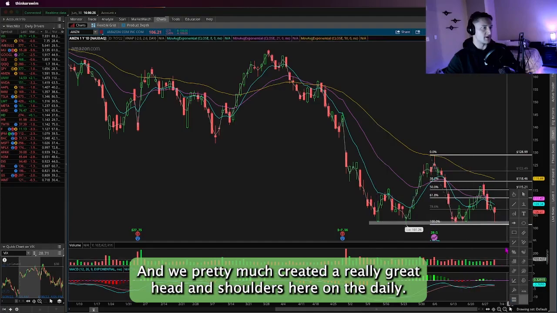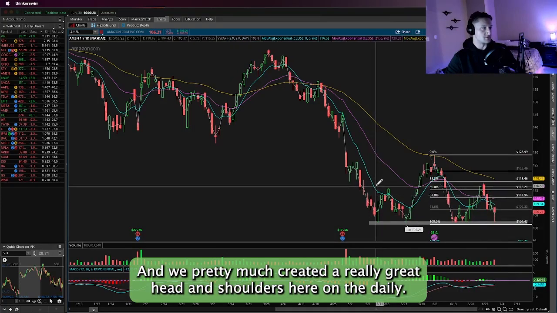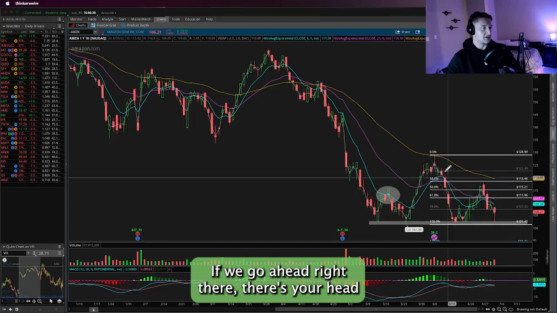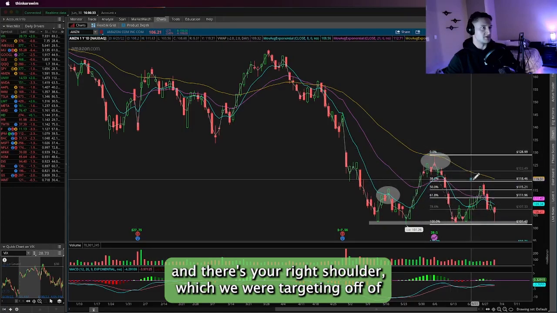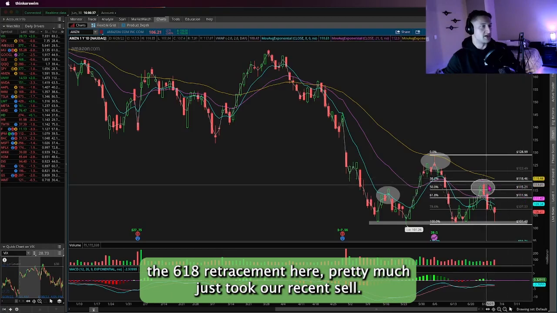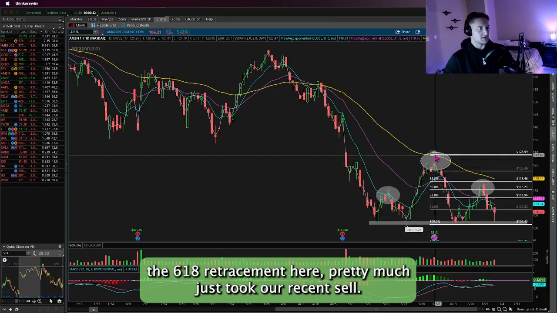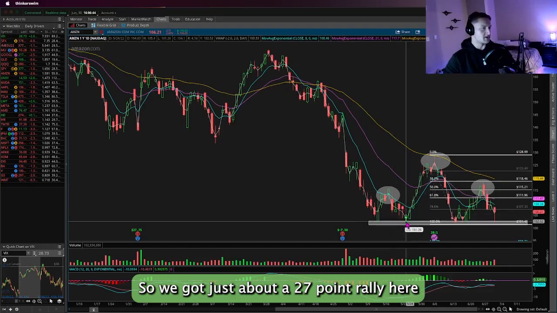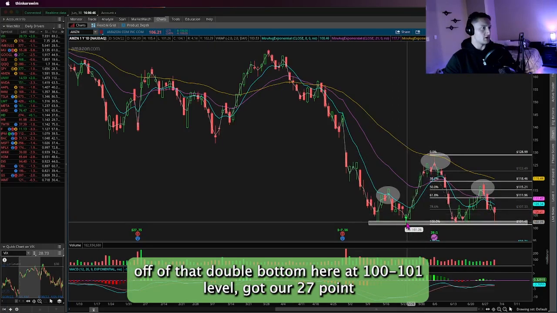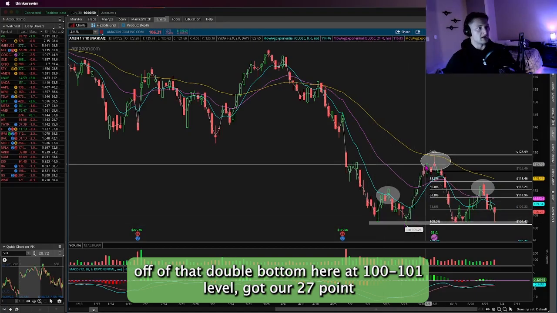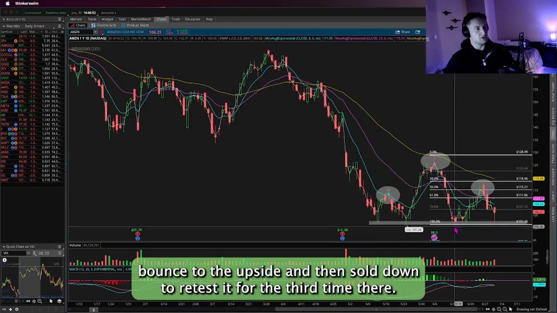And we pretty much created a really great head and shoulders here on the daily. If we go ahead right there, there's your head, and there's your right shoulder, which we were targeting off of the 618 retracement here. We got just about a 27-point rally off of that double bottom at the 100-101 level. Got our 27-point bounce to the upside and then sold down to retest it for the third time there.